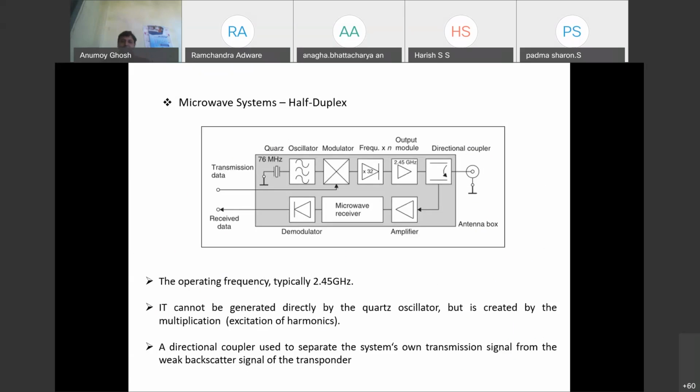Okay. So see what happens in half duplex microwave systems. So here, as I've told you, in vehicle management, generally the frequency of operation is from 2.45 to 3.8 gigahertz. So here there is one particular block, the directional coupler block, which is employed. Why, I will tell you: a quartz oscillator is not able to oscillate at 2.45 gigahertz.